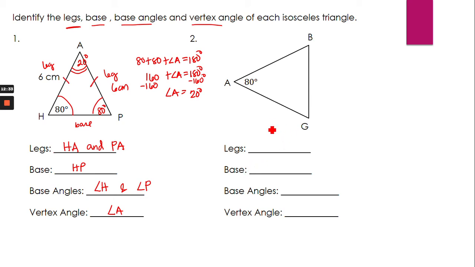Okay, let's have number 2. Let us identify the legs, base angles, and the vertex angle. Based on the markings, AB is congruent to AG, therefore the legs are AB and AG. AB and AG are the legs, therefore this will be the base.